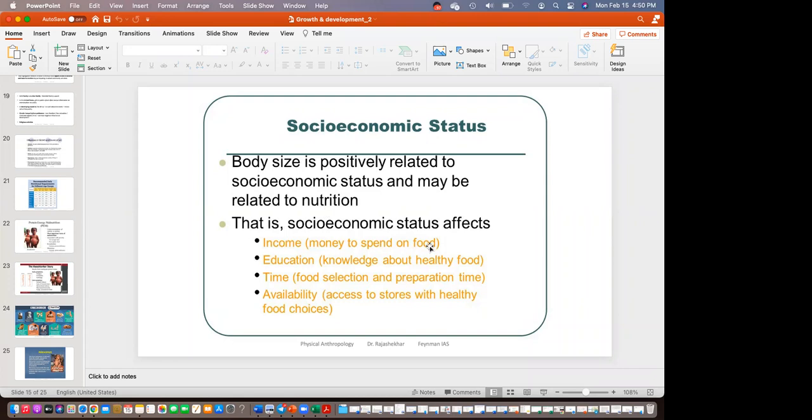What else can matter which is connected to socioeconomic status? Here, socioeconomic status may not be directly impacting it, but maybe impacting indirectly. Like education: people who could afford good education, because education provides us knowledge about good health and food. It doesn't mean that all well-educated people eat the right amount of food or a nutritious diet. I don't think we agree with that, right? But education should actually provide us knowledge about healthy choices of life for food. So education.